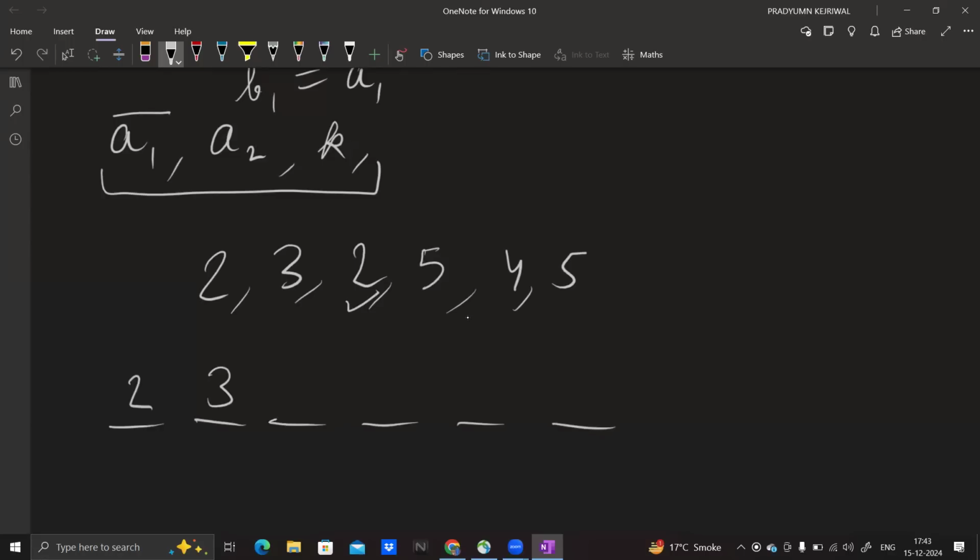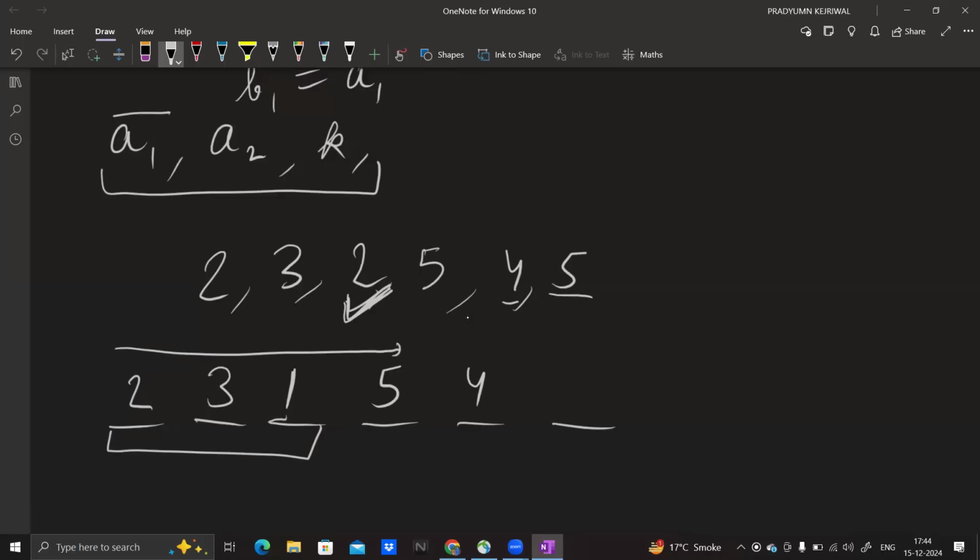If I put 2 here, then it is the mode, but that is not desirable. What I'm trying to do is make all elements distinct. So suppose I insert 1 here. Still we can say that 2 is the mode of this array, so this is satisfied. Then we have 5, so we want to insert 5 here. Then we have 4, and we want to insert 4 here because 4 hasn't come in this prefix.